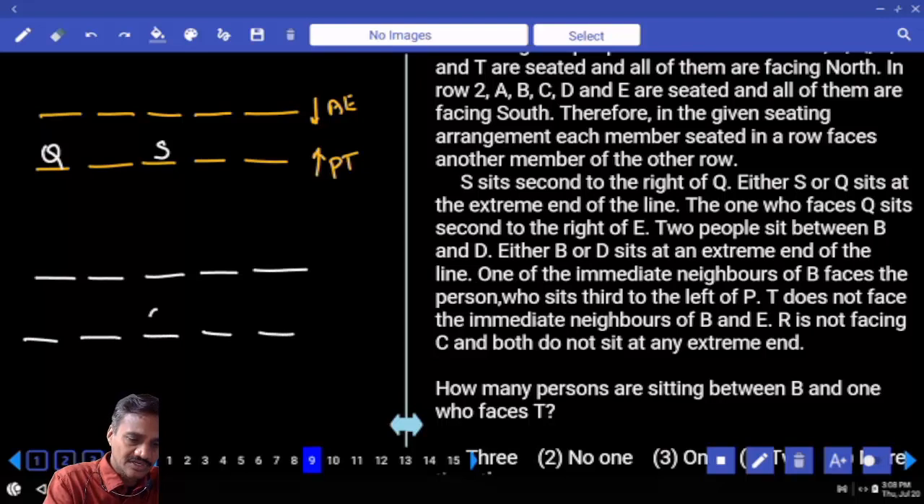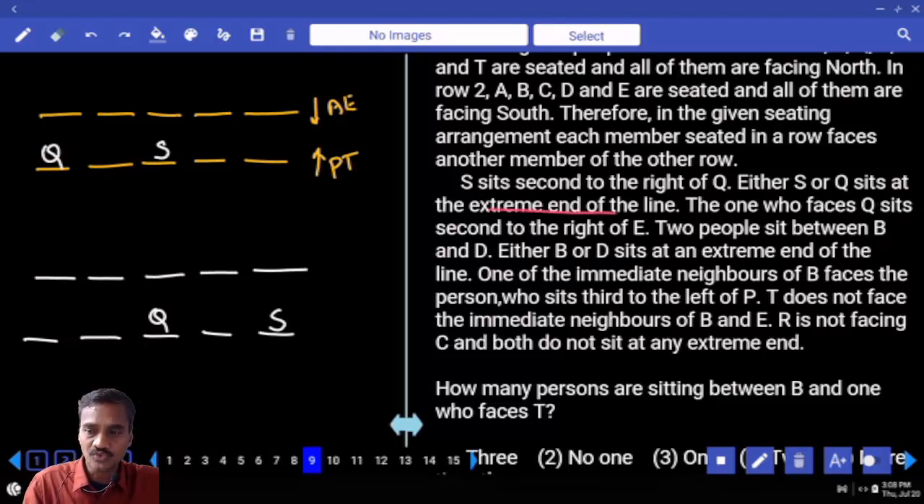S sits second to the right of Q. Q is here, S is here. Either S or Q sits at one of the extremes. The one who faces Q sits second to the right of E.